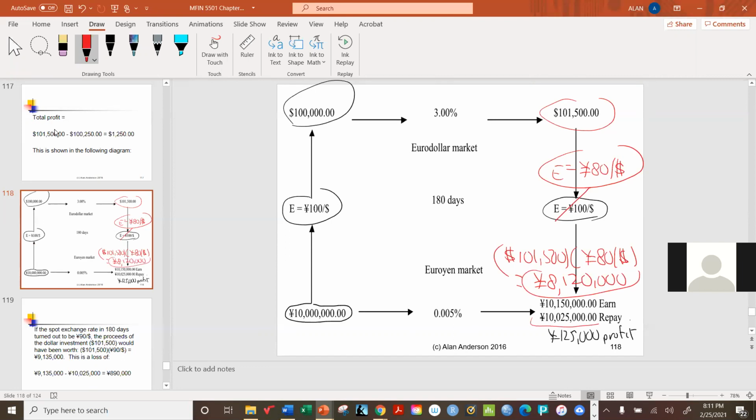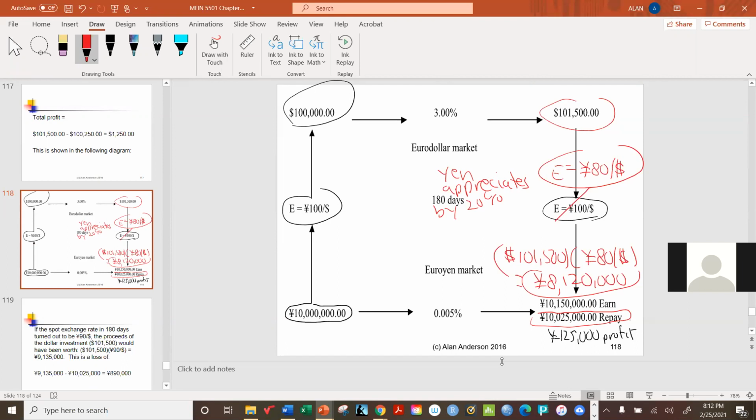This is how much I owe. I just got clobbered. I just lost 2 million yen. All it took was for the exchange rate to appreciate by 20%. Now that's a lot, but currencies are very volatile. It's not impossible. And guess what happened? I just lost 2 million yen. All right. And 2 million yen, how many dollars is that? Well, it's only $25,000, but it's a big loss compared to making a nice little profit.